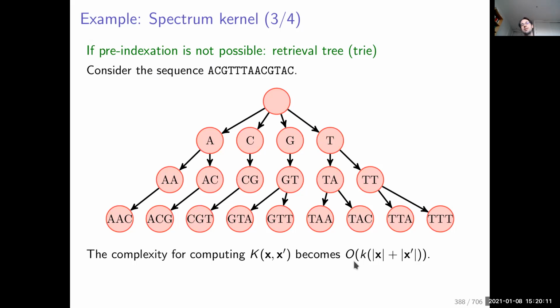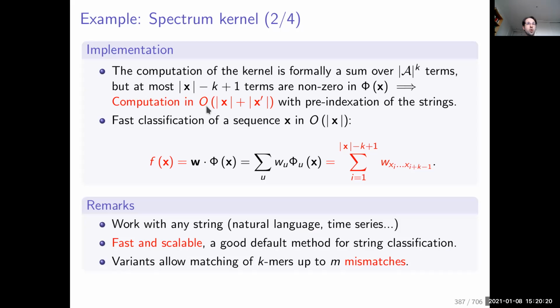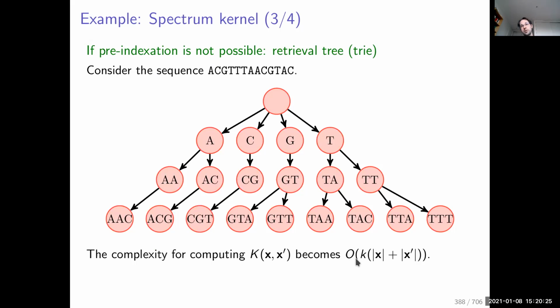I must also say that, in practice, it's much larger than if you can do the pre-indexation, simply because the big O here is hiding a small constant, and here it may hide a larger constant. That means that I will never encourage you to code the spectrum kernel using a retrieval tree. I would really encourage you to code it using the pre-indexation of the strings, hoping that the number of possible patterns that you consider is not too large. Anyway, I find this data structure to be interesting.